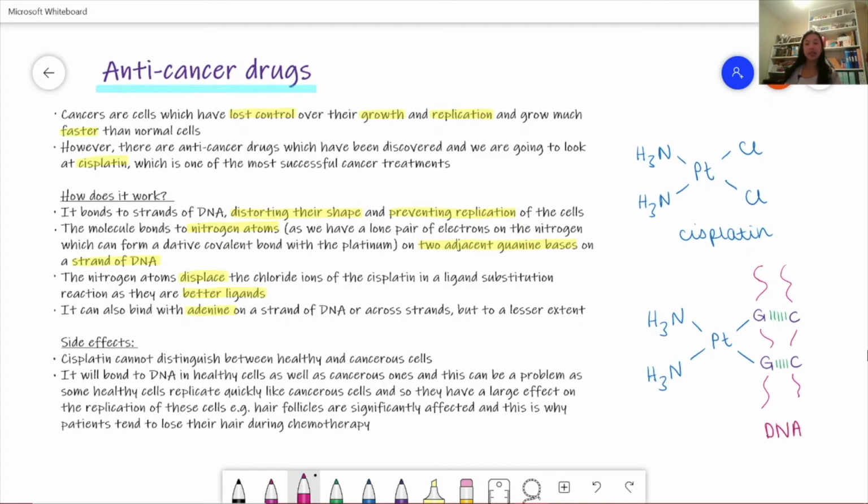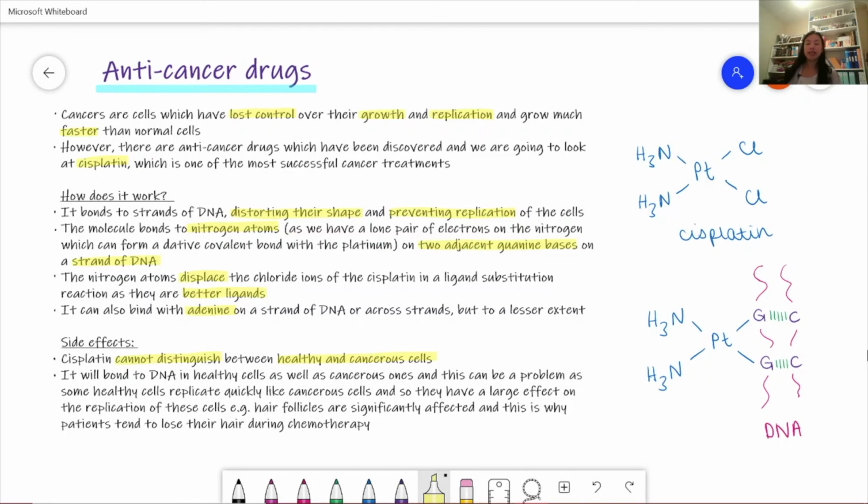And the side effects of cisplatin is that firstly, we need to know that cisplatin can't distinguish between healthy or cancerous cells. And so that means that it'll bond to DNA in healthy cells as well as cancerous ones. And this can be a problem as some healthy cells replicate just as quickly as cancerous cells. And so they'll have a larger effect on the replication of these cells compared to cells which don't replicate as quickly as the cancerous ones.